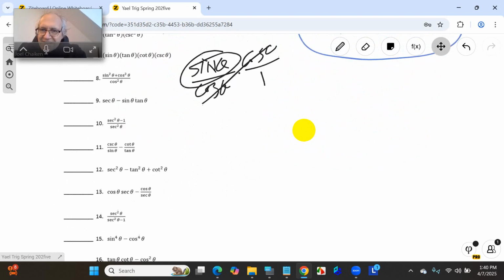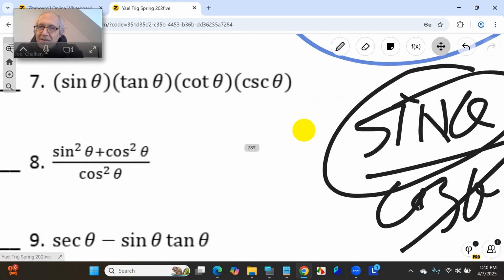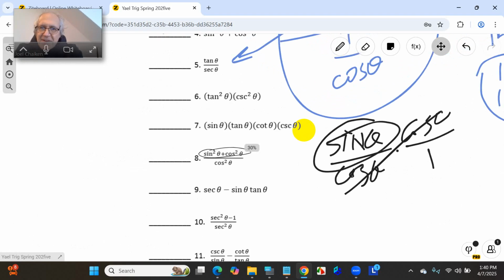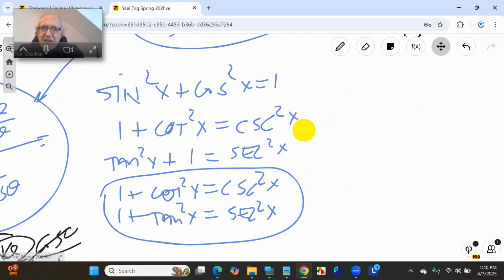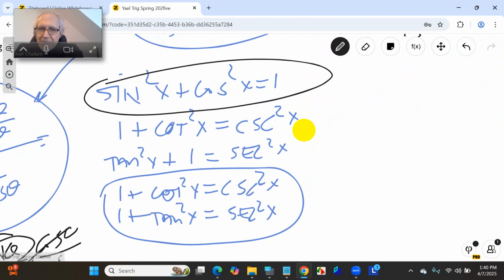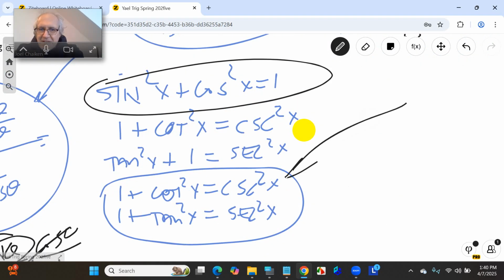Now, when you see certain patterns like sine squared theta plus cosine squared theta, you should know that that is a Pythagorean identity. So you need to know the Pythagorean identities because the chances of these coming up on these questions is about 100%. You need to know this one. Now, you either have to memorize these or derive them.